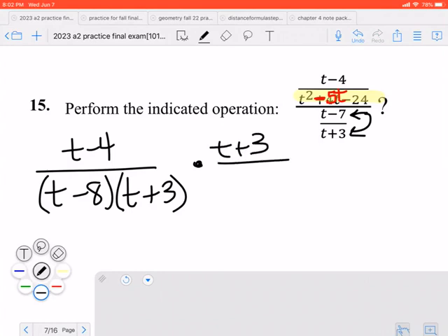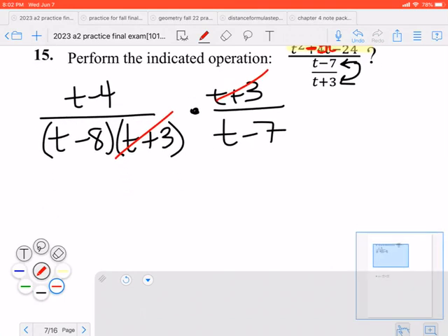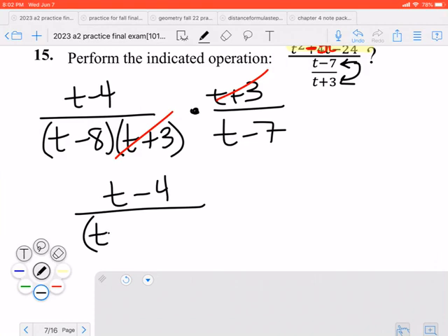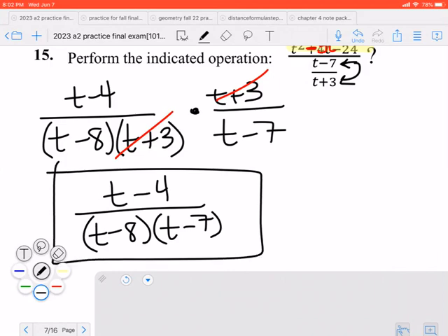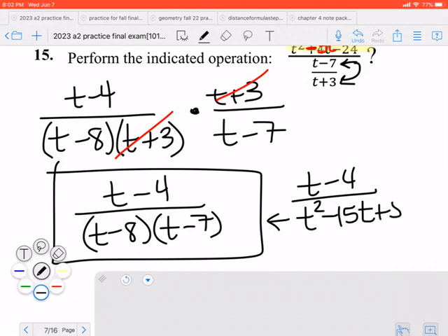T plus 3, t minus 7. And t plus 3's are canceling. So we have answer of t minus 4 over t minus 8 times t minus 7. Sometimes you might see that bottom get foiled out as your final answer. Your guys' test is going to be multiple choice, so you'll just have to recognize that what's 8 plus 7, 15. Recognize that these answers would be the same thing.